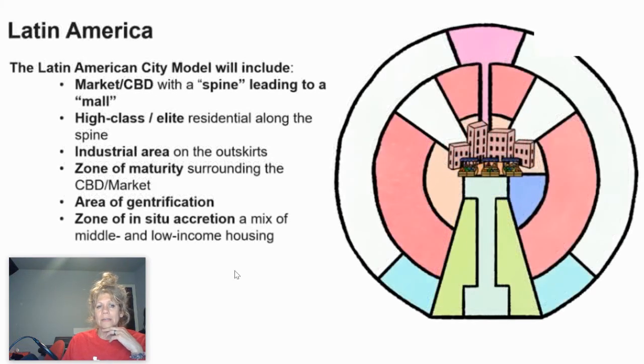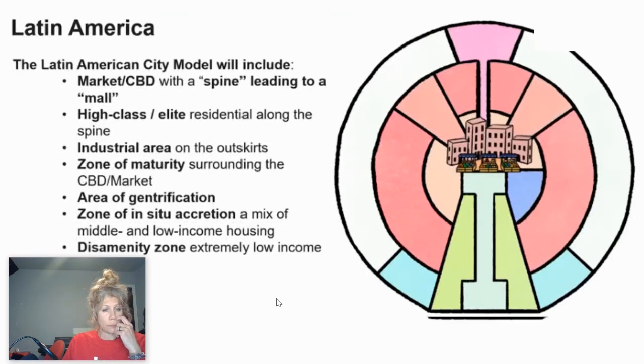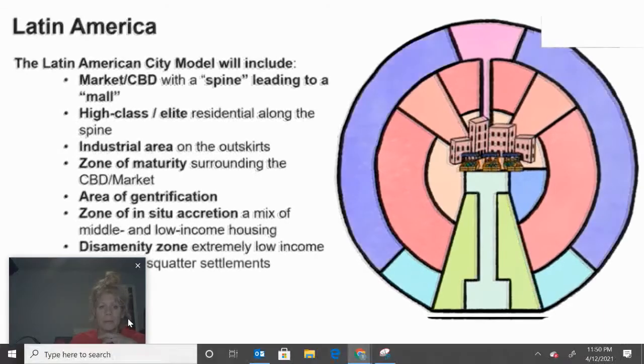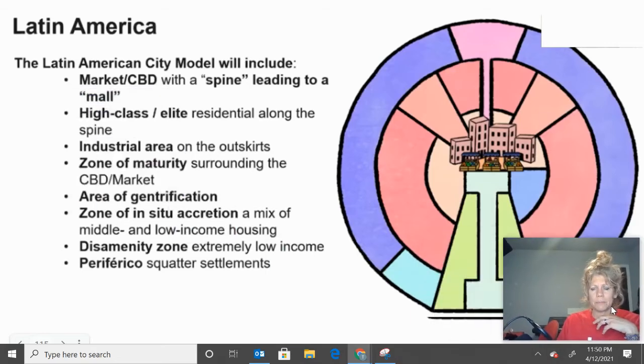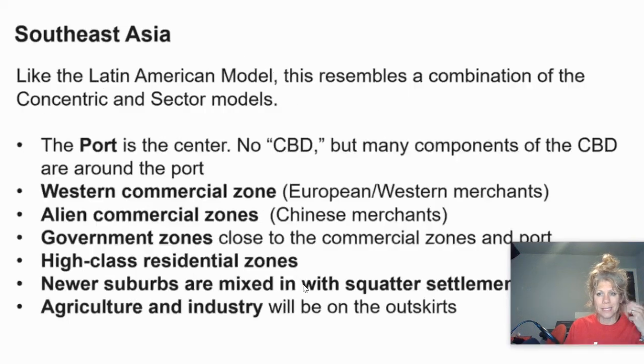Then you're going to have your area of gentrification and even a mix of middle and low class housing that's going to be a little bit further from the central business district. And then you're going to have really extreme low income. And what we see in a Latin America model is even these squatter settlements in the very outskirts of towns. We have seen some pictures of this in our previous standards, like favelas and such. This is where you just have makeshift cities of people putting together whatever, almost like a tent city that you would see in a city today. All right, that is Latin America.